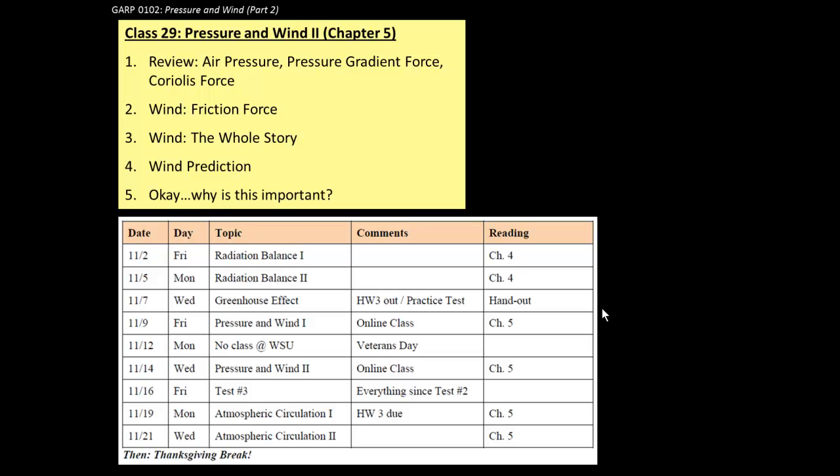So, what we've developed here is the basic rules that control wind speed and wind direction. Pressure gradient force, Coriolis force, friction force. We put this all together and now we can predict wind speed and wind direction. Why is that important? Because that also explains the fundamental global atmospheric circulation, the fundamental global wind patterns that we'll talk about on Monday the 19th and then Wednesday the 21st. Right? So that's the wind story, the pressure and wind story.